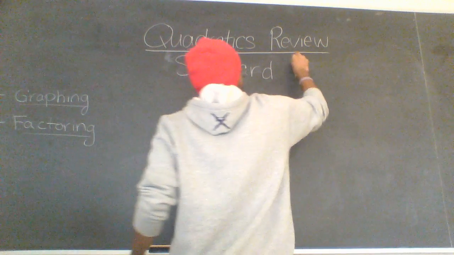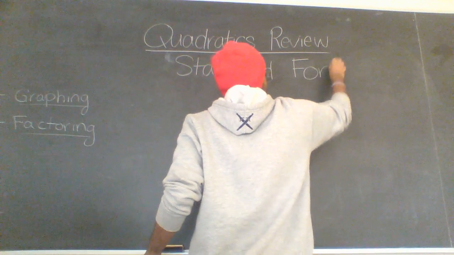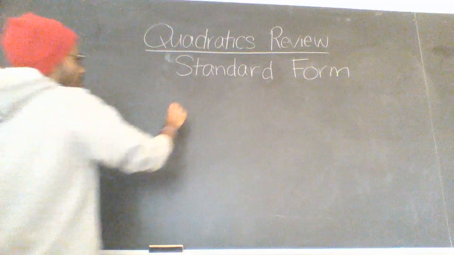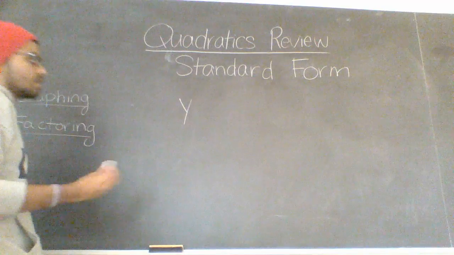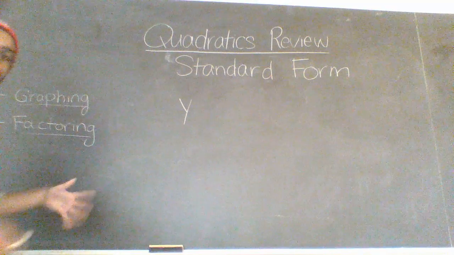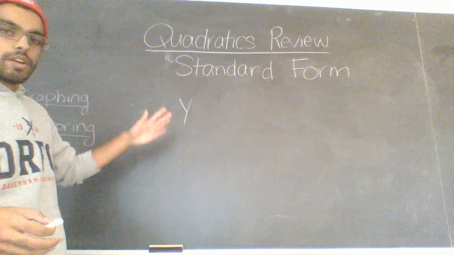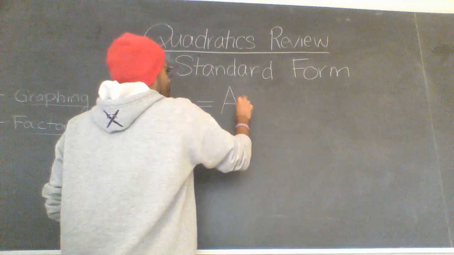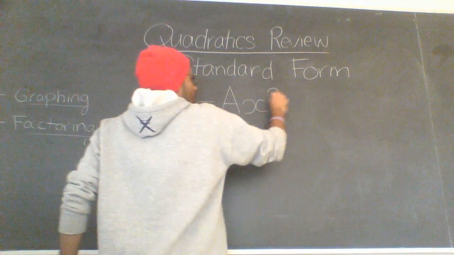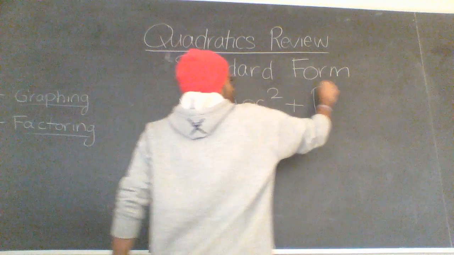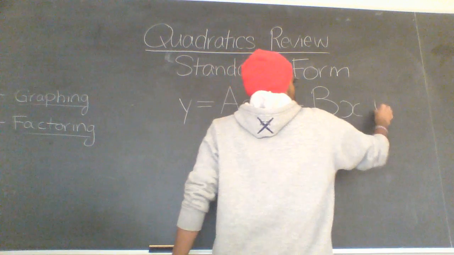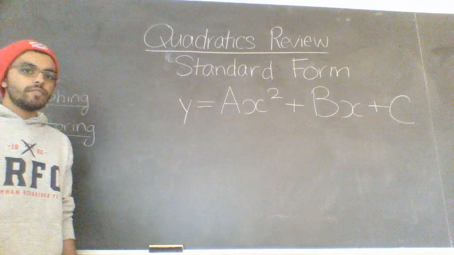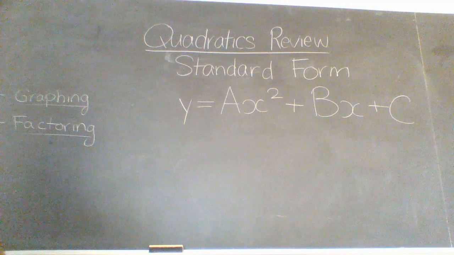So standard form. Let's remind ourselves of what this is. There are two ways you can write it. One is with a y in front, the other is with a 0 in front. I'll put the y in front, but when you're working with it, for the most part, you're going to want the 0 in front, okay? So y equals ax squared plus bx plus c. All right? So that's the equation of a parabola in standard form.